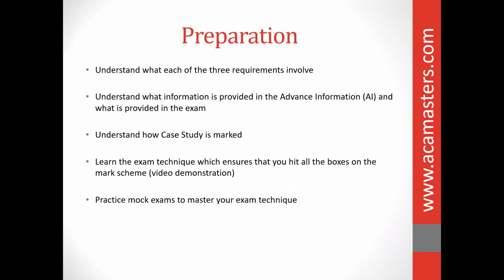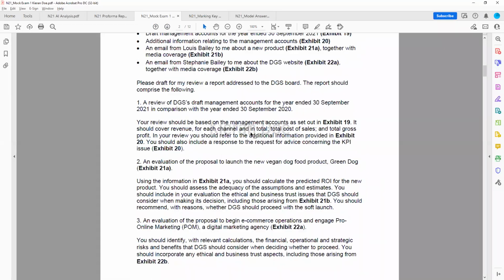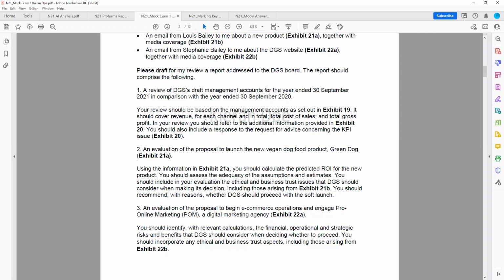So in terms of your preparation for case study, what's really important is that you understand what each of the three requirements involve. So of course, as I'm sure you are aware by now, there are three requirements in the case study exam. So the first one is a review of the management accounts for the most recent year in comparison with the previous year. Now, this has always been the requirement one. It's a financial performance analysis. So looking at the most recent set of management accounts and comparing them with the previous year.